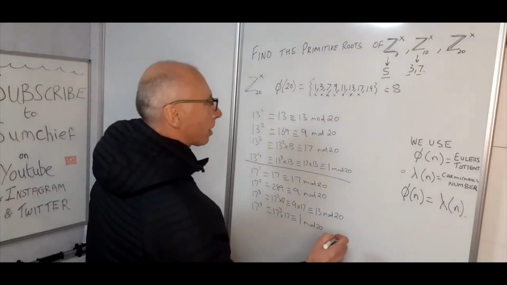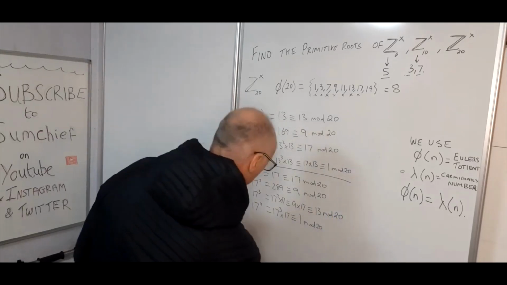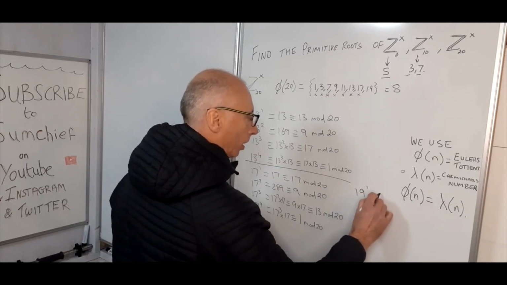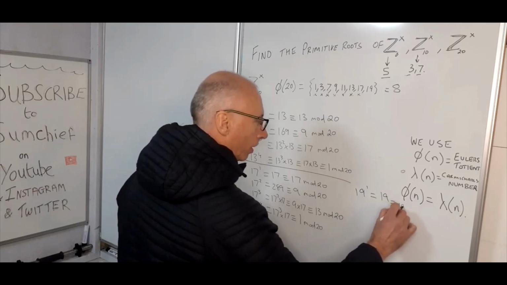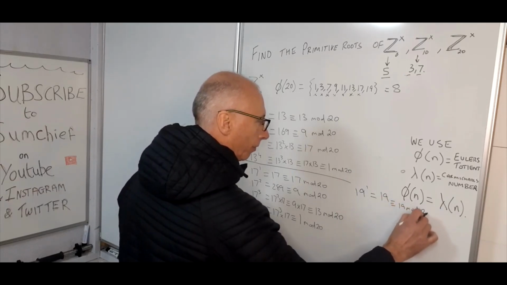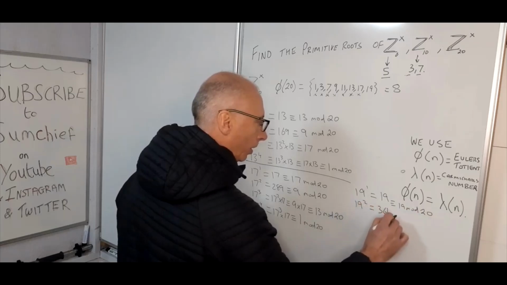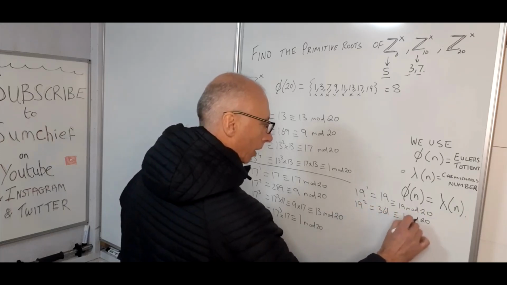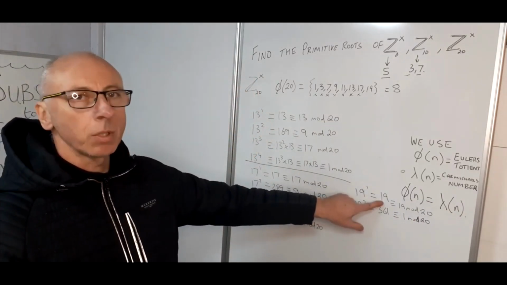And then the last but not least, we'll try 19. 19 to the 1 equals 19, which is congruent to 19 mod 20. 19 squared equals 361, which is congruent to 1 mod 20. And again, as we know, when we get to the 1 and multiply that by 19, we just end up back here.